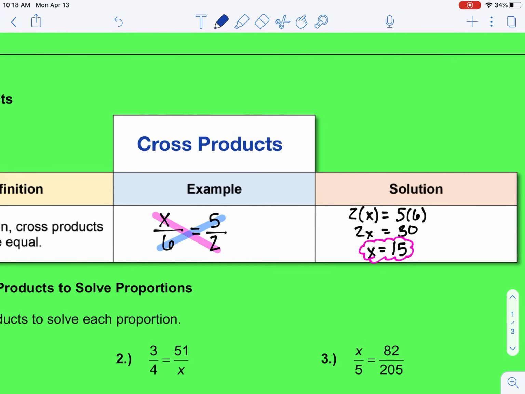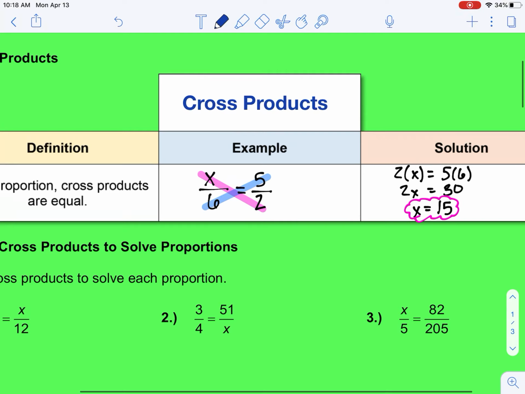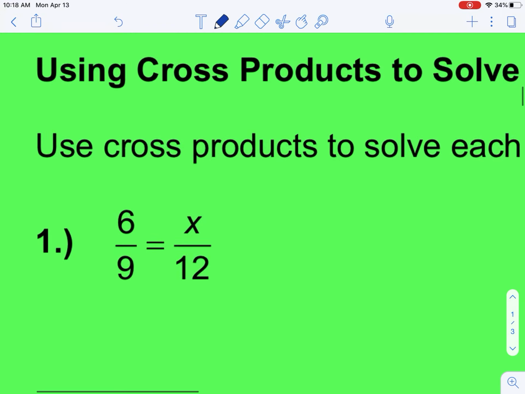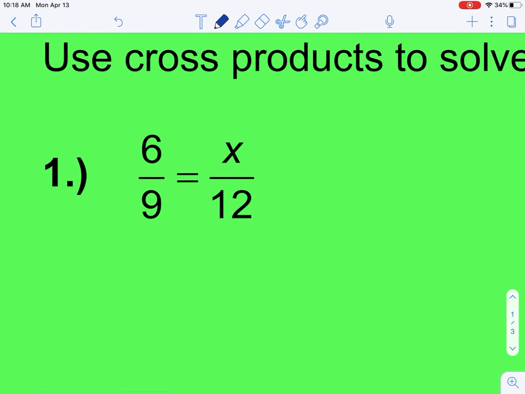When I'm using cross products, I have two very simple steps. Step number 1 is to cross multiply. Step number 2 is to divide. Let's take a look at our first set of examples. Number 1, I have 6 to 9 equals x to 12. So I'm going to draw my arrows representing my cross multiplication, 9 times x and 12 times 6.